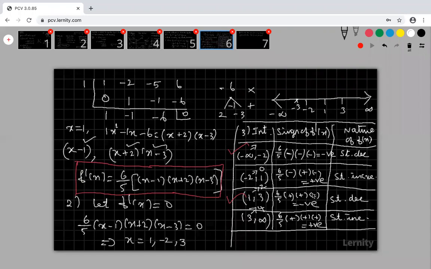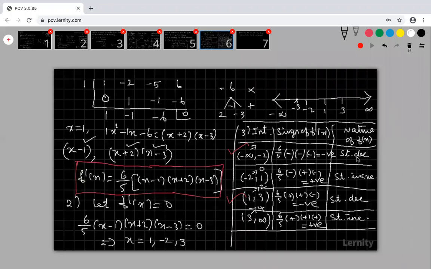I am giving all the answers in table format. This table format is easy for you compared to the other methods. This table includes everything. What is the meaning? In this interval, my f of x is strictly decreasing. In this interval, my f of x is strictly increasing. In this interval, strictly decreasing. In this interval, strictly increasing. So this table has everything.